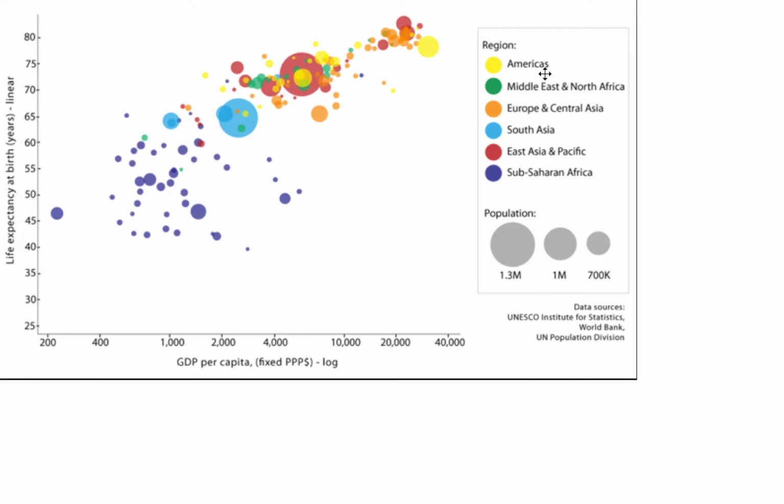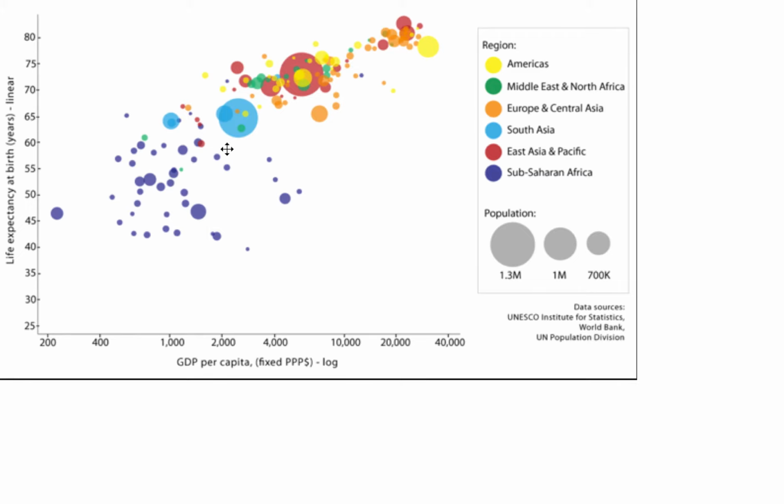Actually, there's four. The fourth variable is the category of the region of the world. So the Americas would be yellow, and down through all these other colors. By the way, some things I notice here. There is a definite positive trend or correlation. Countries that are richer tend to live longer. Their citizens live longer.